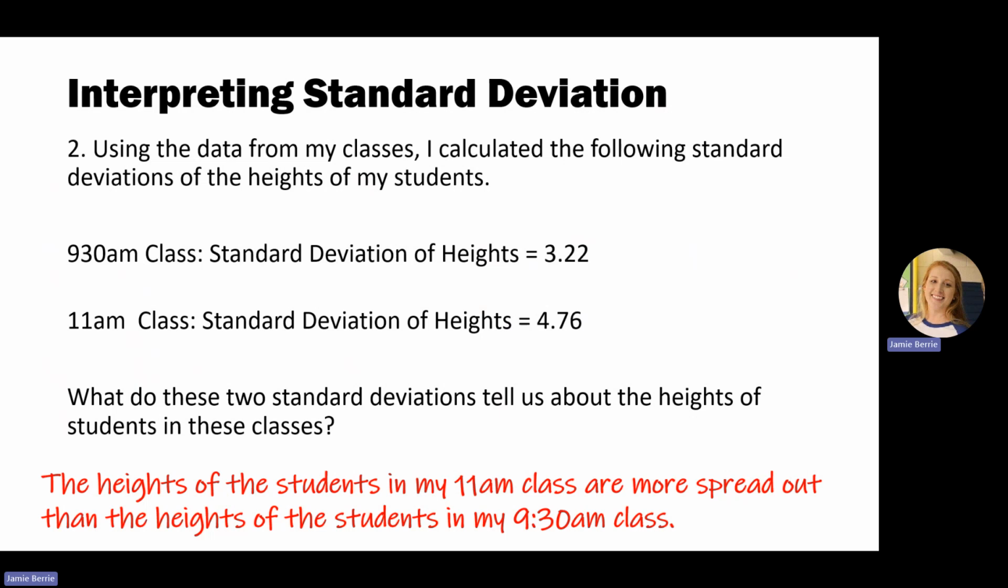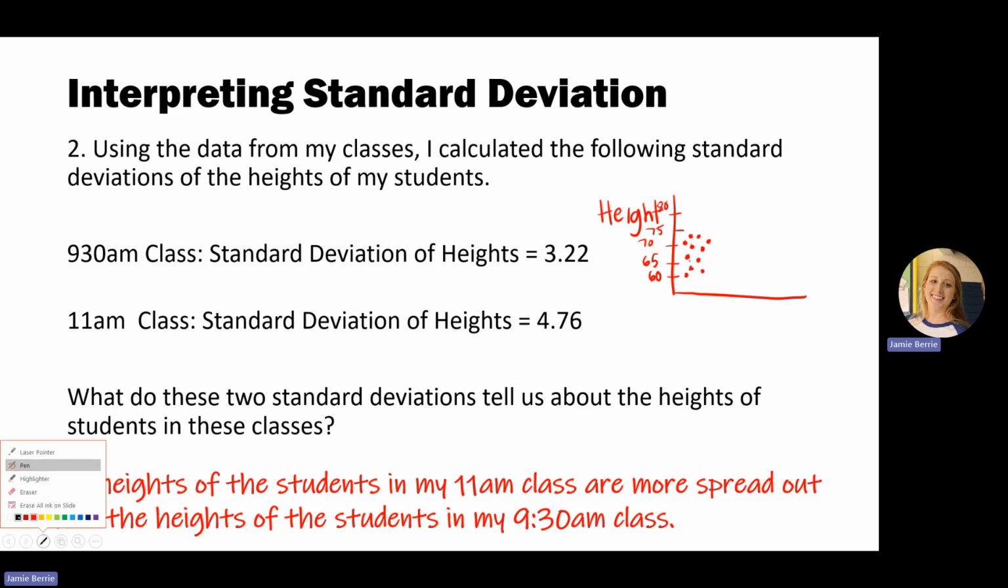The higher the standard deviation, the more spread out the data set is. That tells us that the heights of the students in my 11 a.m. class were more spread out than the heights of the students in my 9:30 a.m. class. If I'm picturing this in my mind, let's say this is height on my vertical axis. My minimum was 60 inches, so let's do 65, 70, 75. I think the maximum was 77, so we'll go to 80. You can imagine that for my 9:30 class, all the heights were more closely clustered together. They're all clustered pretty closely together, whereas for my 11 a.m.